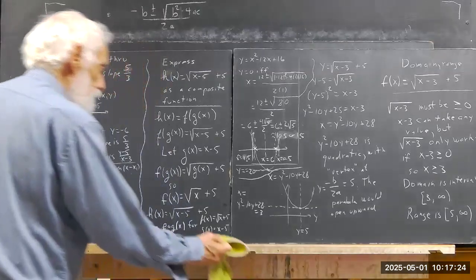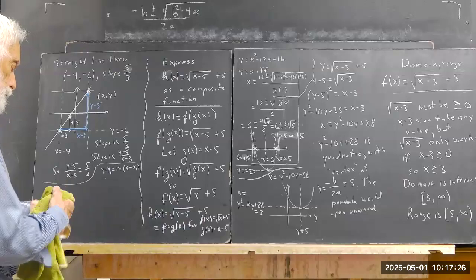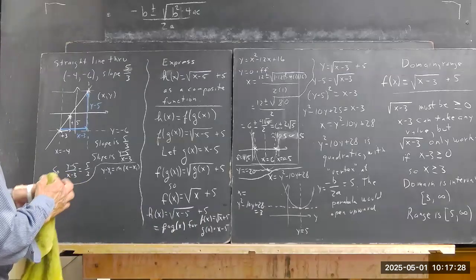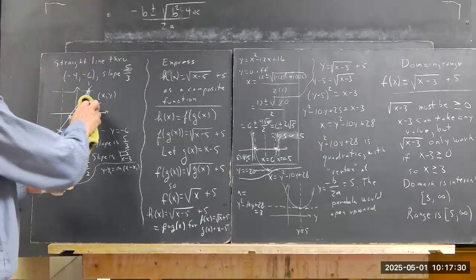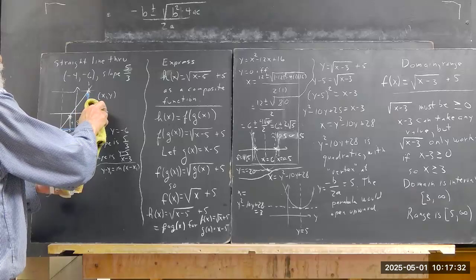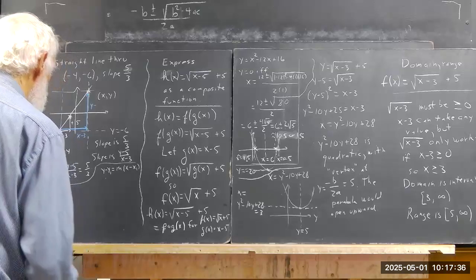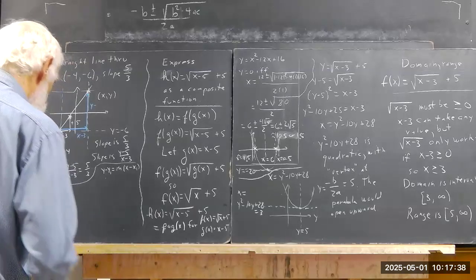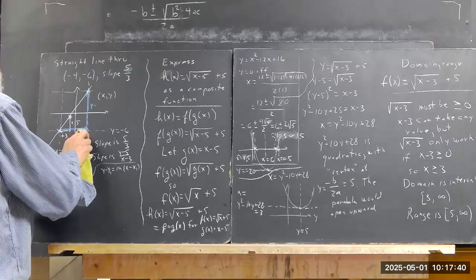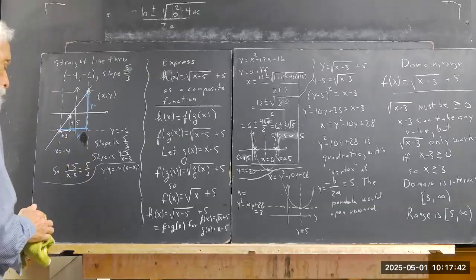I've been doing a lot of flipping. I don't know why it's 5. And I don't know why I wrote x minus 3, except I saw a 3 there. So let's correct this.